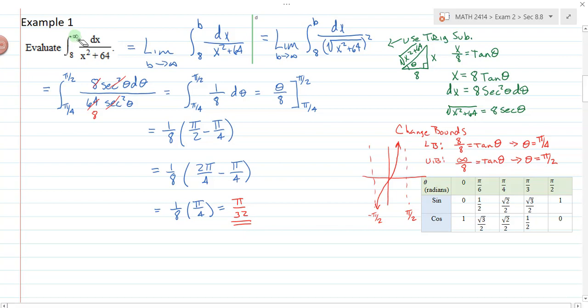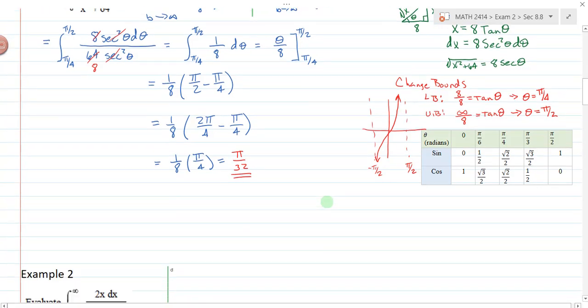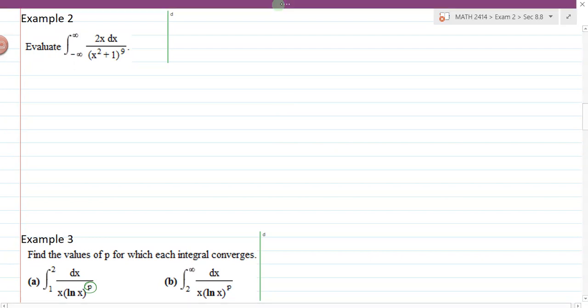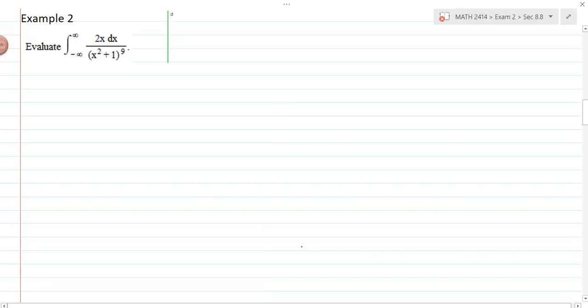In example 1, we only had one infinity, but when we go down to example 2, we see that we're going to have an integral that goes from negative infinity to infinity. And we said that when the integral goes from negative infinity to infinity, the first thing we need to do is break this into the sum of two different integrals. I'm not going to start with the integral, I'm going to start with the limit. I'm going to break this at 0 because 0 is typically a nice break point.